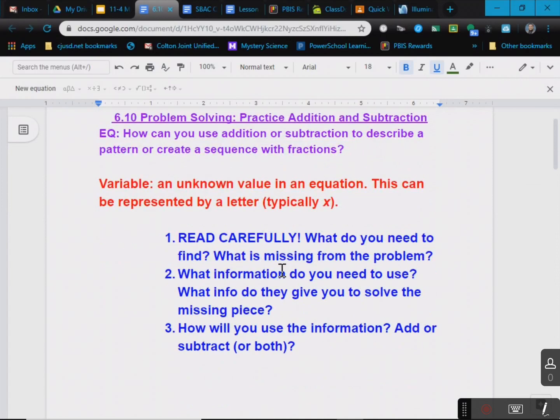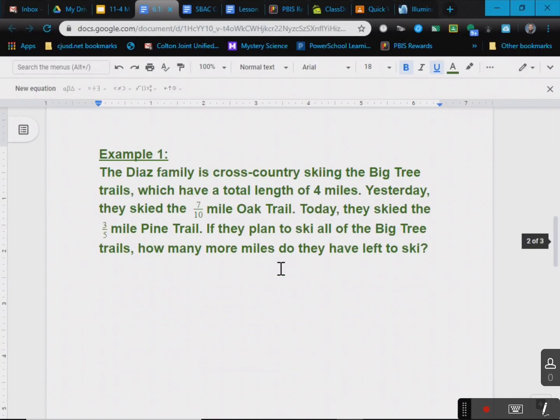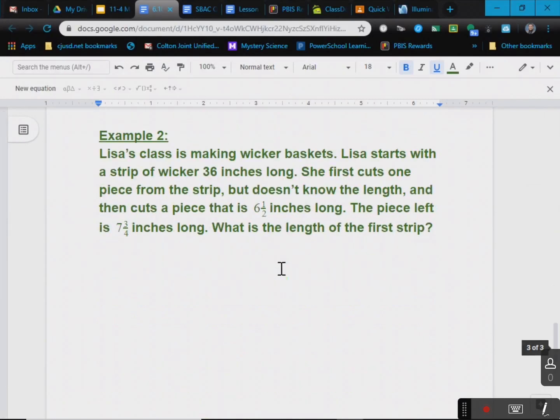So the steps. Read carefully. What do you need to find? What's missing from the problem? They're going to give you lots of information, and you need to find out what's missing. Then you say, okay, well, what information do they give me to solve the problem? What information do I need to use to find the missing information? And then how am I going to use it? Am I going to add or subtract? Maybe even both. So go ahead and pause if you need to write this down. All right, pause for the first example so you can write that down. All right, pause for the second example so you can write that down.